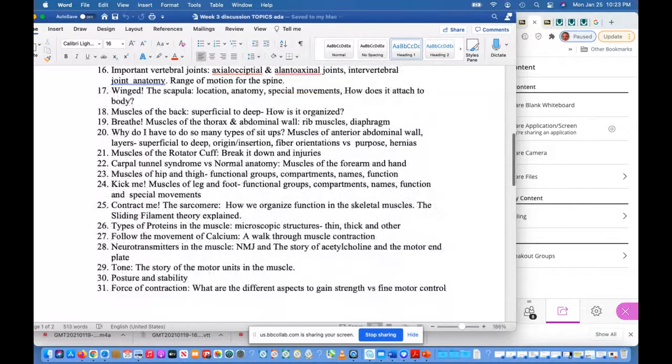Muscles of the rotator cuff. Cool. Break it down, the injuries. Shoulder is very, very commonly injured. You could talk about which is the most commonly injured rotator cuff muscle, how they happen.